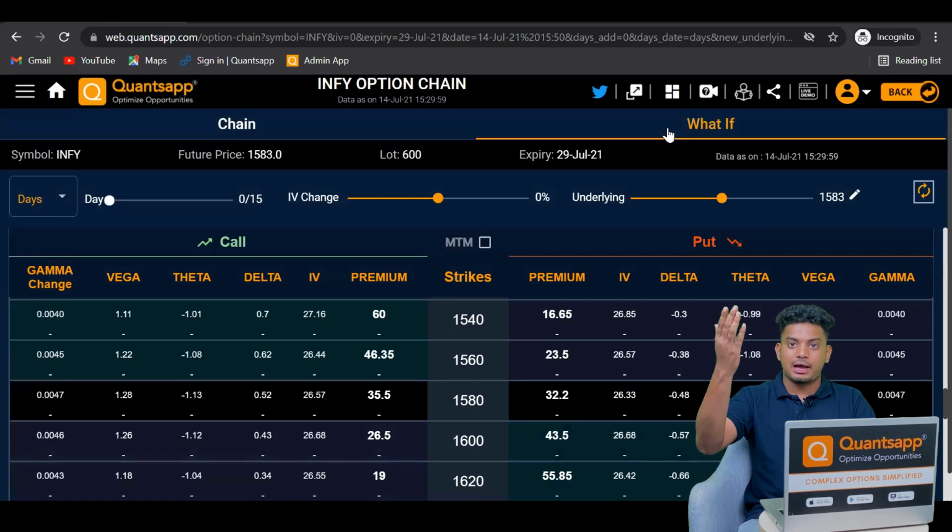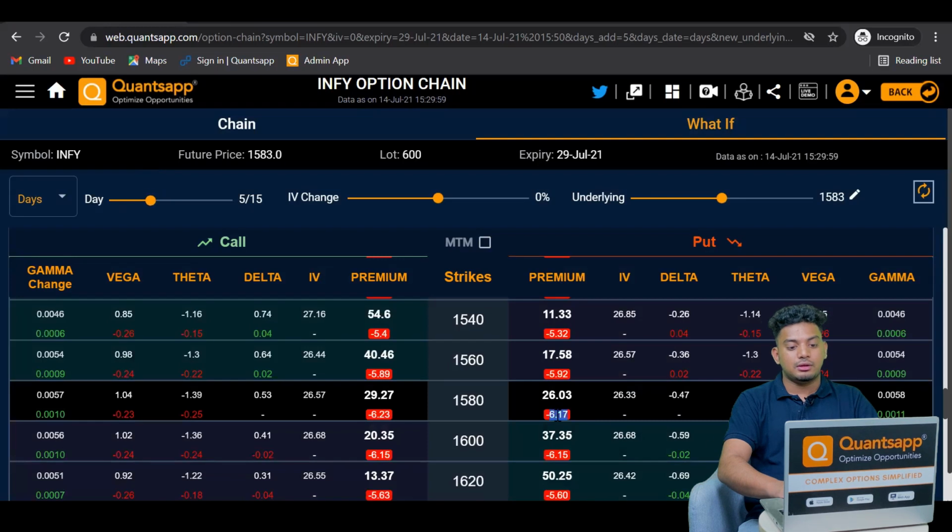Because if we have sold it at a higher price, ultimately it keeps on decaying and our premium will get reduced, right? So now let's say if we have sold this 1580 put option, 32.2 is the price right now. If we hold this option similarly for 5 days, you see the premium has reduced by 6.17 rupees again. Which indicates that is going to be our profit if we have sold that option, because we have sold it at a higher price and then in the market it would be available at a lower price, and when we square off our position, we are going to get this 6.17 rupees as our profit.